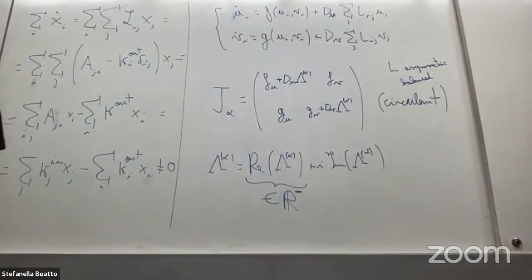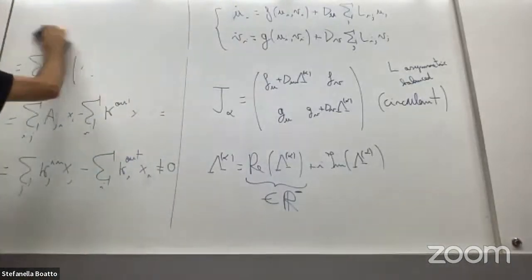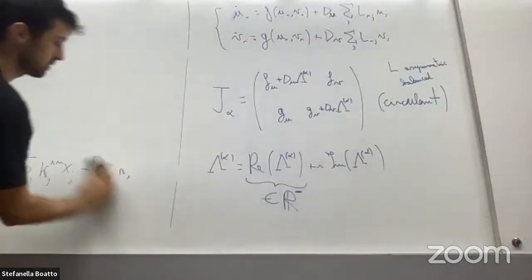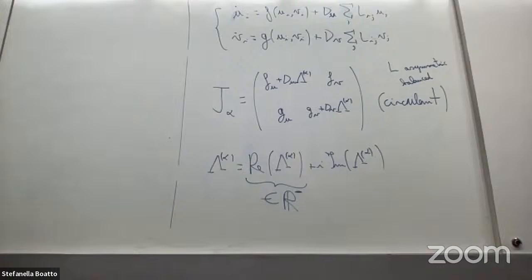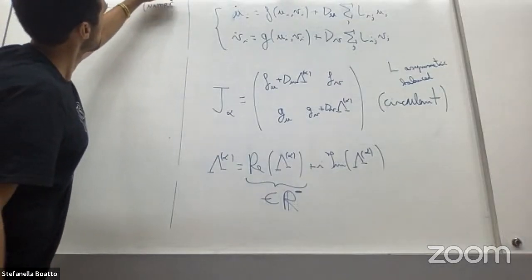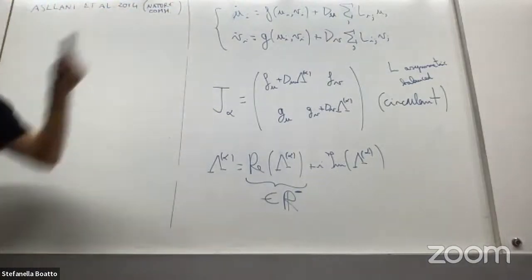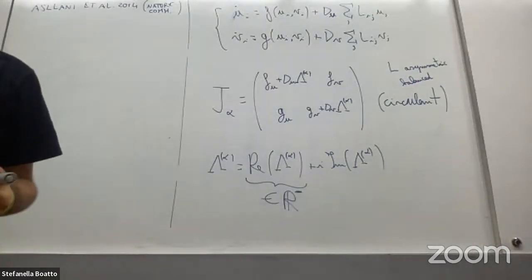Now there is a long and tedious calculation that I will skip, because otherwise after lunch it's the perfect time to fall asleep with all these calculations. But you'll find a part in the notes, and then the paper Asllani et al. of 2014, a Nature Communications paper. They were the first ones to study Turing theory on directed networks. And well, it's all algebraic computation.